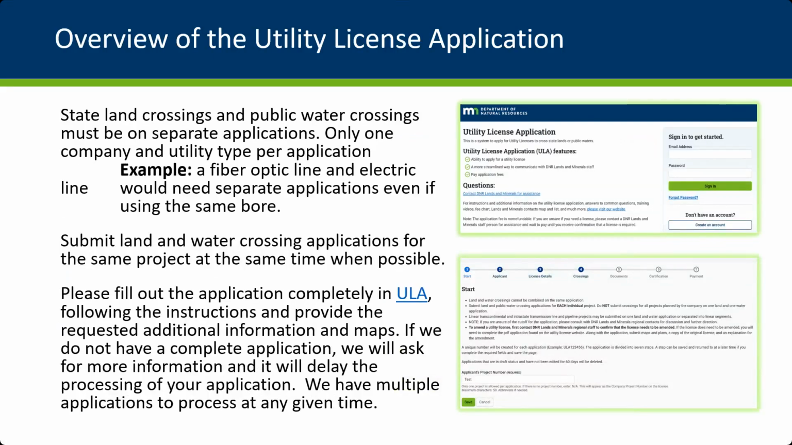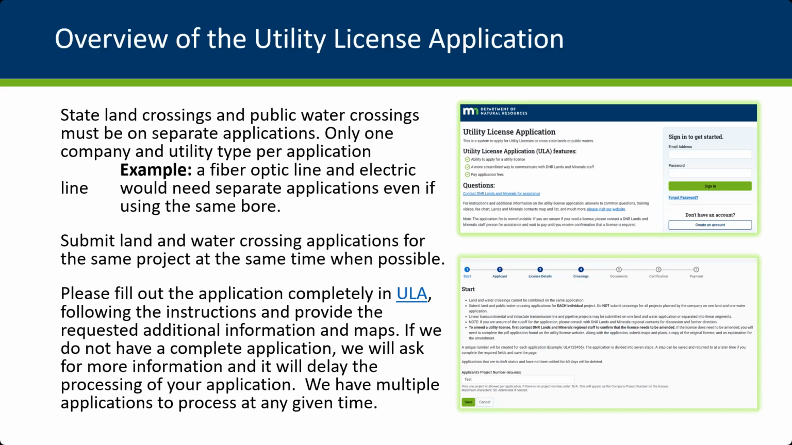Overview of the Utility Crossing License Application. Utility projects for state land crossings and public water crossings must be submitted on separate applications. They cannot be combined onto one application. Only one company and utility type are used on each application. For example, a fiber optic line and an electric line would need to be submitted on separate applications, even if using the same borehole, the same conduit, or crossing location.